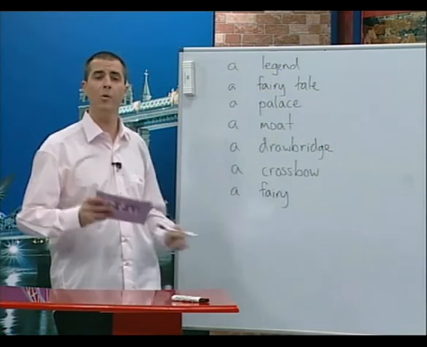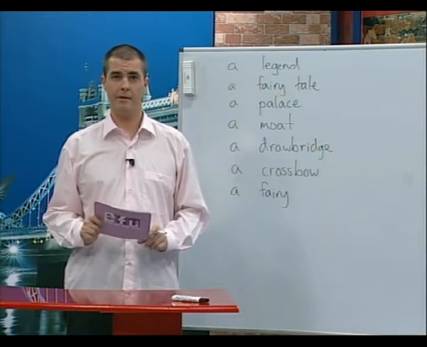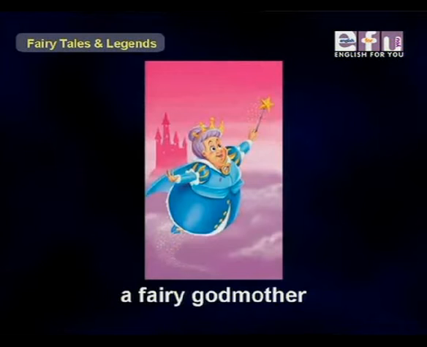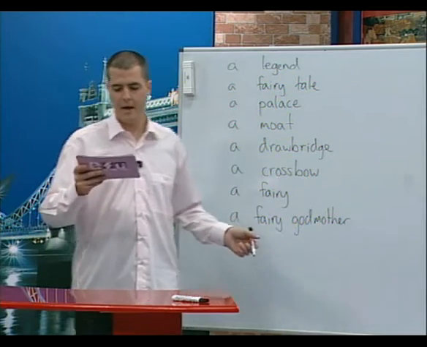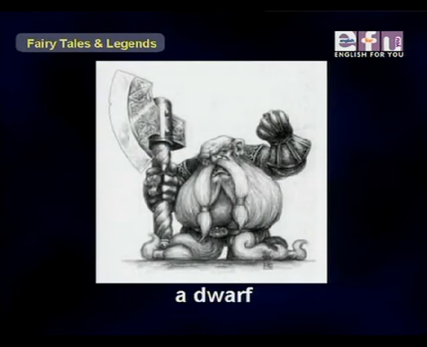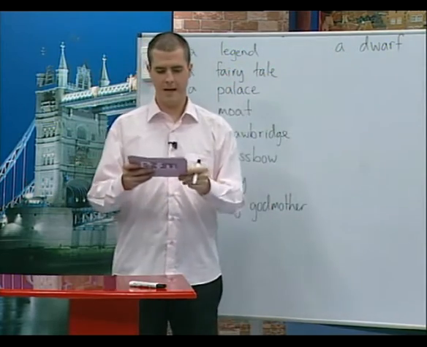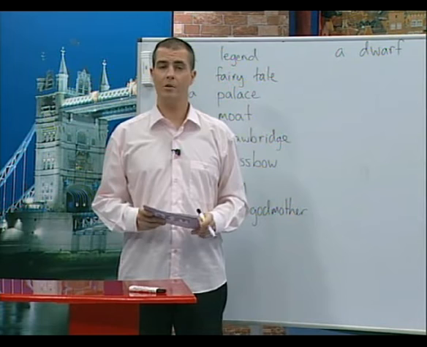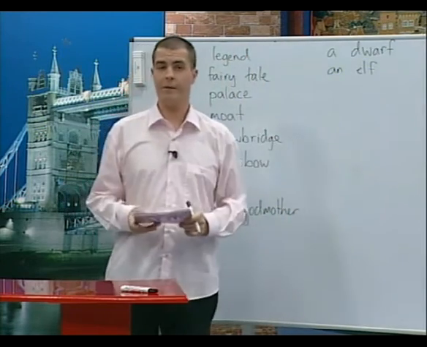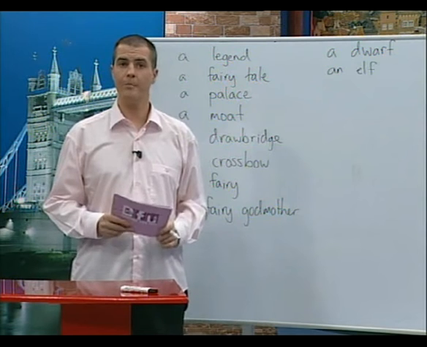A fairy. A fairy is a small, imaginary creature with magical powers, and it usually looks like a small person. And a fairy godmother. A fairy godmother is a woman who saves people from trouble. She's a magical creature. A dwarf. A dwarf is an imaginary creature that looks like a small man.